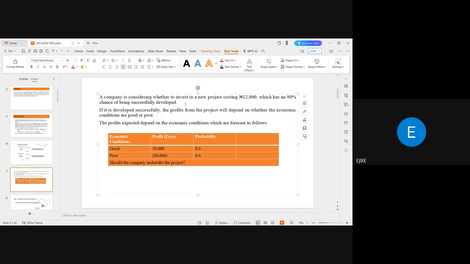20%. The question will not tell you; the examiner will not tell you. Since it is stated that the percentage of it being developed successfully is 80%, automatically the percentage of it not being developed successfully will be 20%.